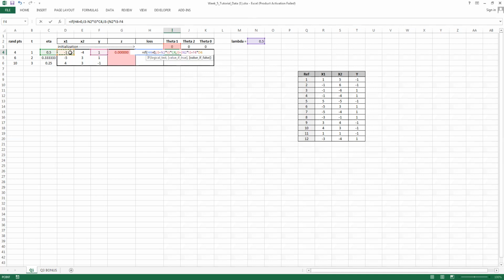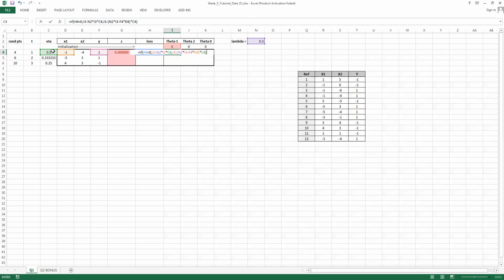That y times x1 should be familiar from last week from perceptron. This is the same adjustment as perceptron. So we're doing the perceptron adjustment and we're doing the regularization adjustment, and then we're multiplying those both by eta so that we know it will eventually converge. And this is what our formula looks like.